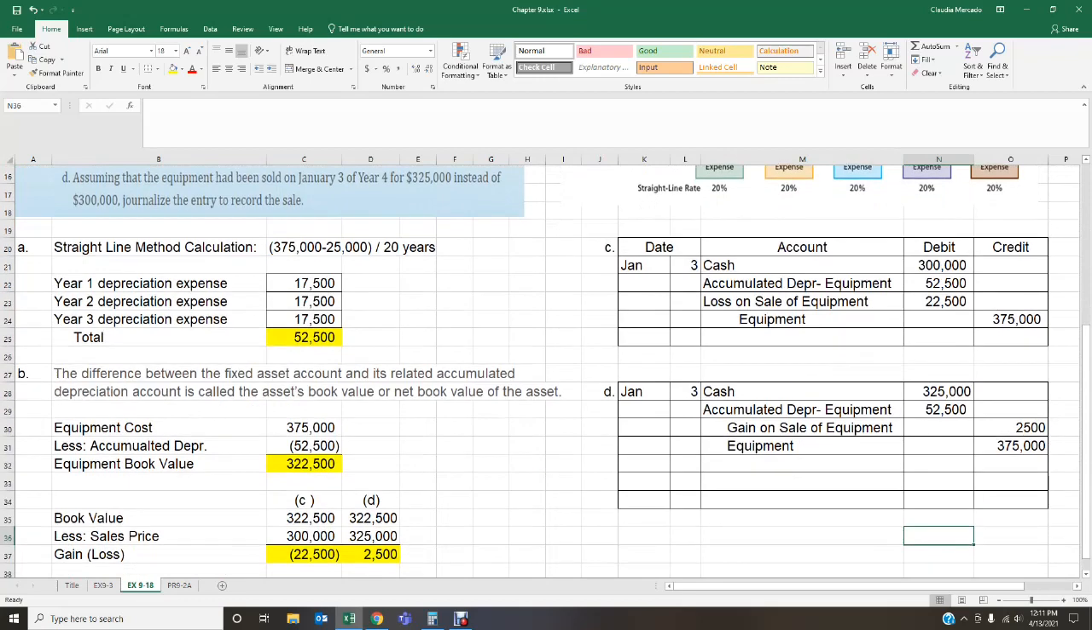The key here is calculating your depreciation correctly, because if you don't get this correct, then everything else will be off. So 4 requirements: calculating the depreciation, the book value, and then journalizing the entries. One in case we had a gain on the sale, the other one in case we had a loss on the sale. So this is a very good complex problem that will hopefully help you understand better when you're completing your homework. That is basically it for this lecture.